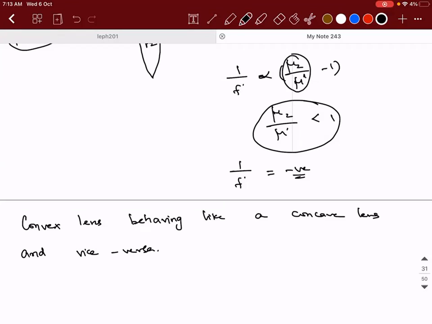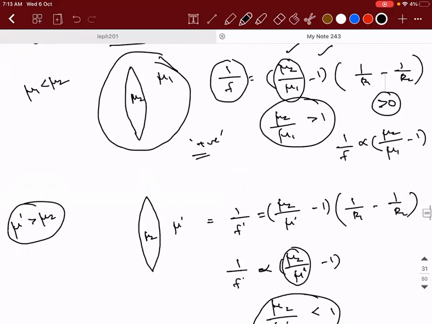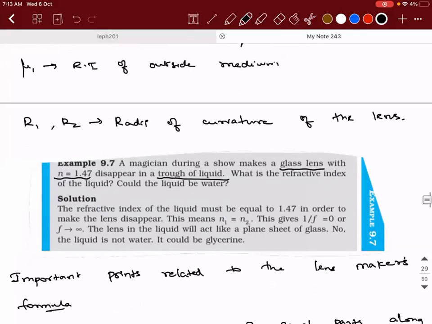Done, sir. Good. So the question that is given here, now try to read it. A magician during a show makes a glass lens, meaning the lens is made of glass, with refractive index 1.47. When it is immersed into a liquid, the lens disappears. What is the refractive index of the liquid? Could the liquid be water? Now you tell me, which case are we trying to talk about? The third case, sir.